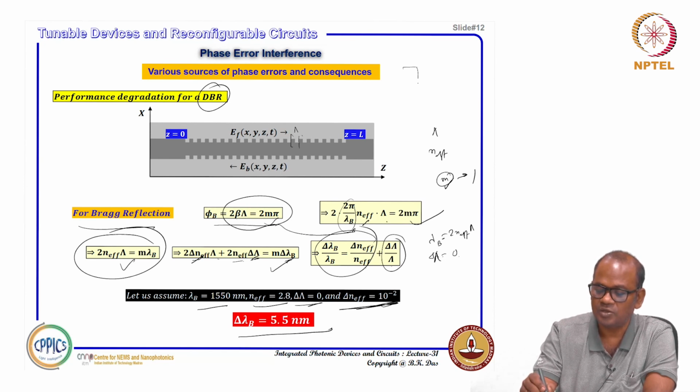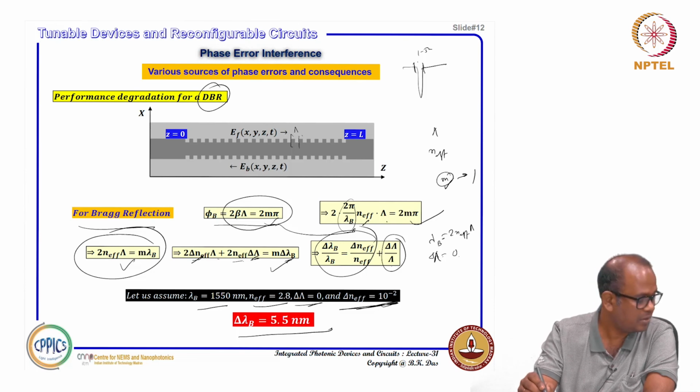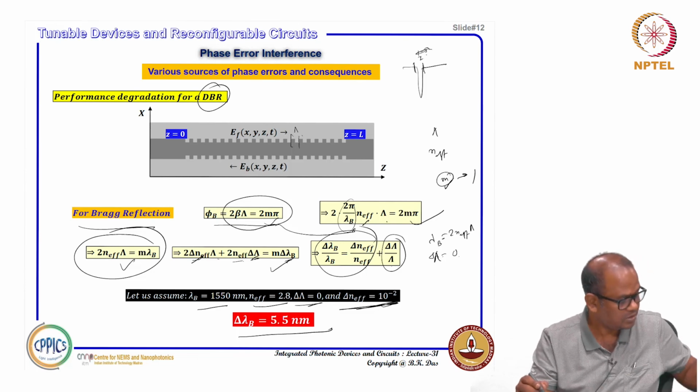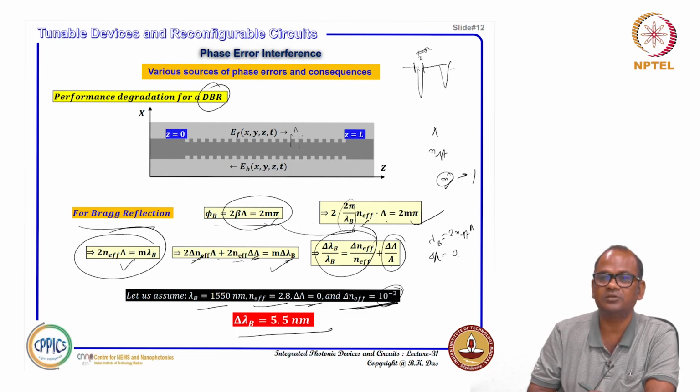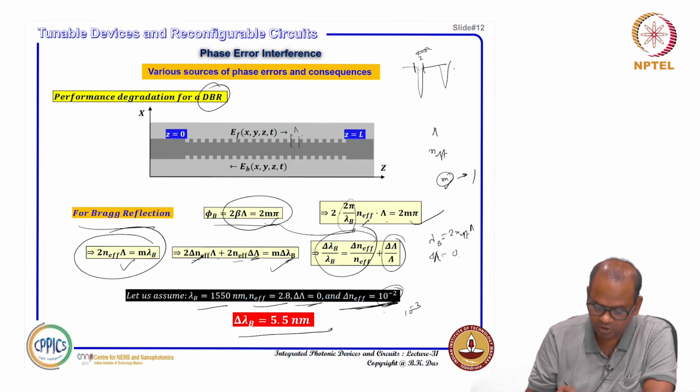You can have a Bragg transmission. In transmission, this stop band can be, say, 1 nanometer to 5 nanometer, for example. But if a 10 to the minus 2 change happens, you get a 5.5 nanometer deviation, and you will end up somewhere here. Even for a 10 to the minus 3 variation, because a 1 nanometer width or height variation can give you a 10 to the minus 3 refractive index change, you can get a 0.5 nanometer variation. Suppose it is a 1 nanometer stop band, then it will be coming just somewhere here.